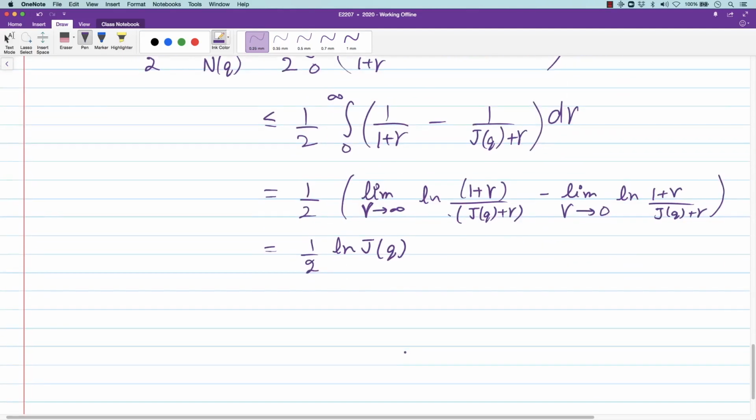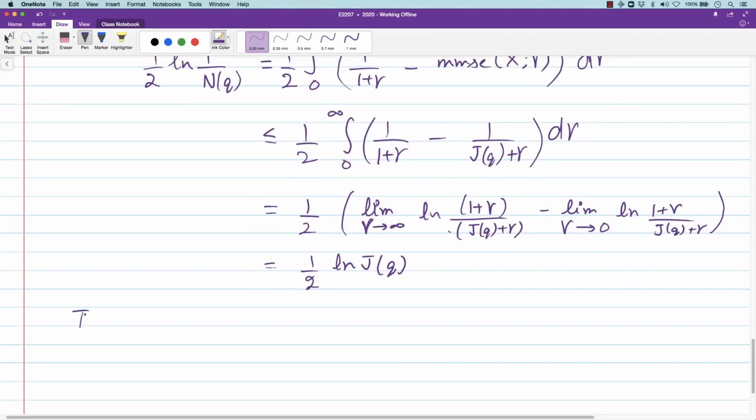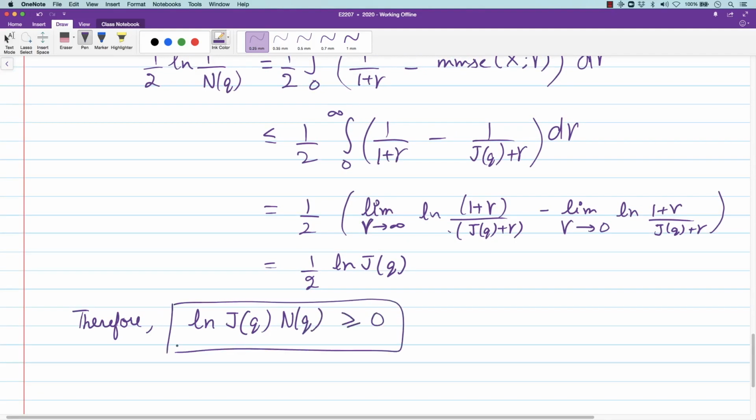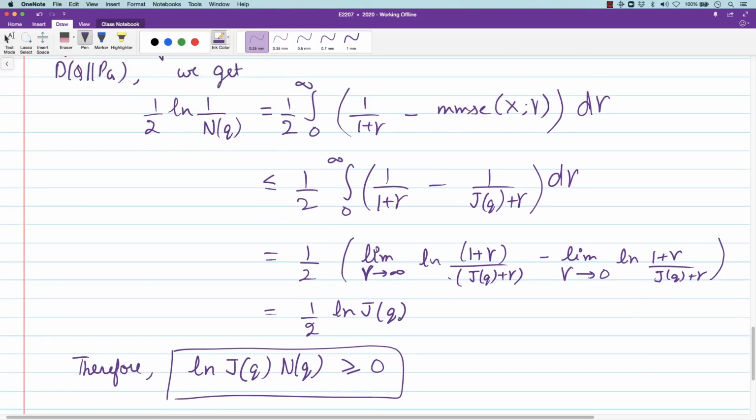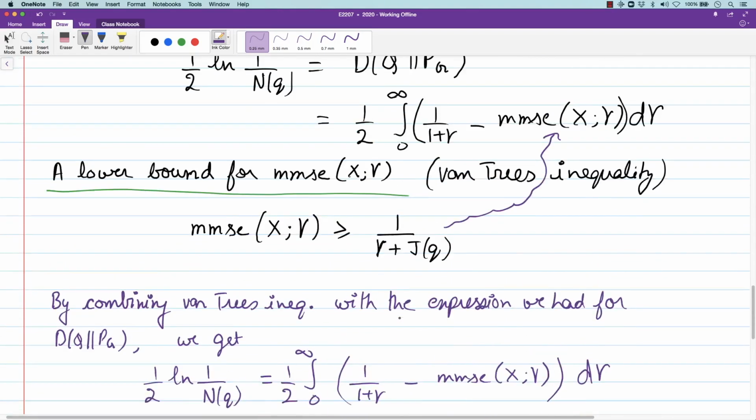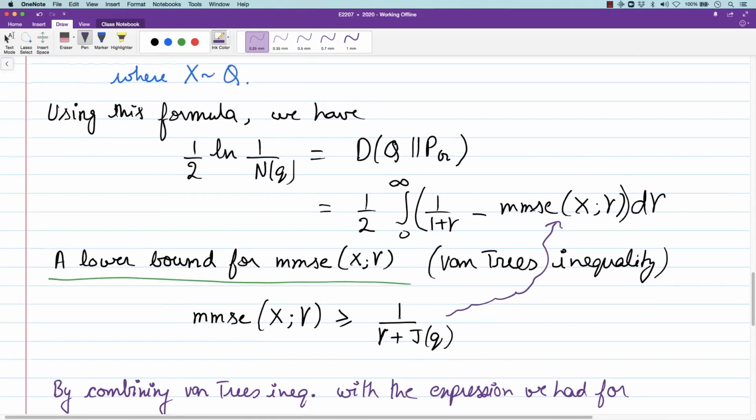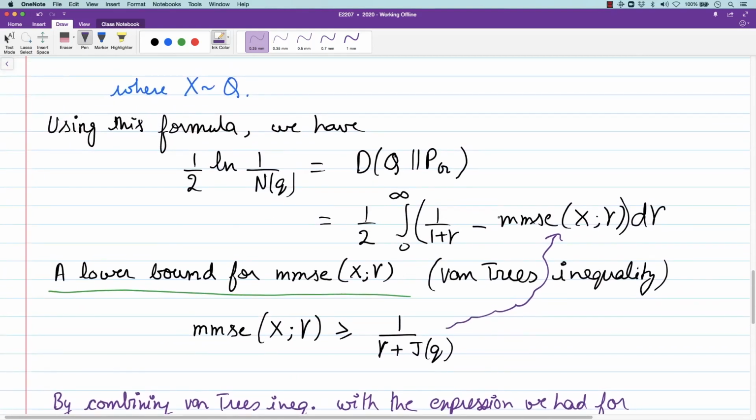Okay, so what have we shown? Therefore, ln J(Q) N(Q) is greater than or equal to 0, which is the same as Stam's inequality. So in conclusion, this inequality comes up quite naturally once we use this formula with Van Trees' inequality.